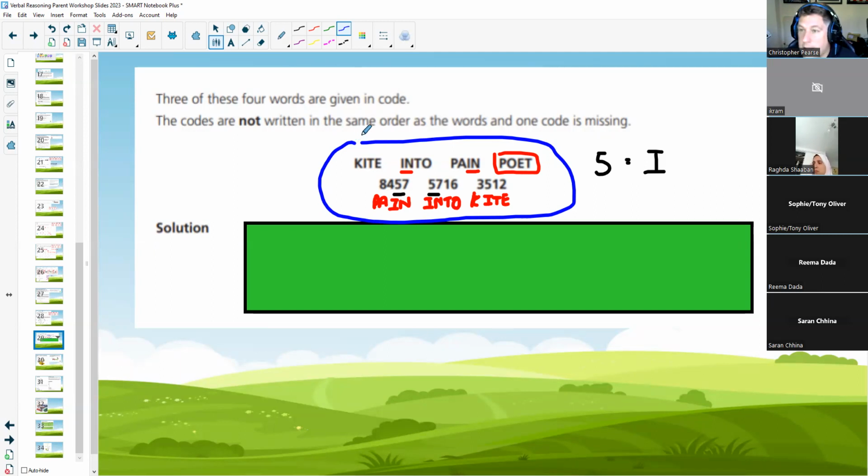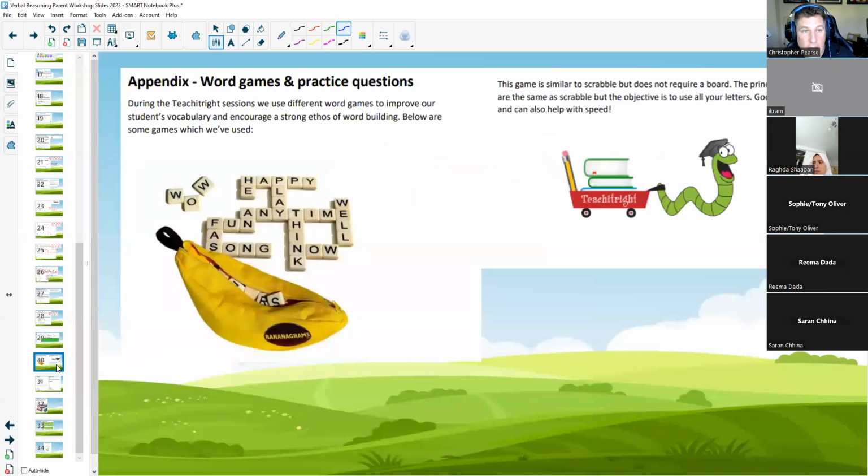Brilliant, okay, thanks. Okay, guys, what we're going to do now, I'm just going to spend a little bit of time talking to you about a couple of different activities and games that we know enhance things like vocabulary. So just a couple of different word games. I'm sure lots of these you've probably heard of before.